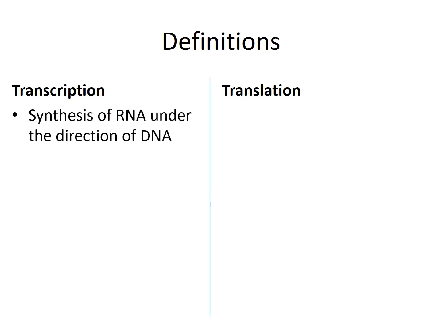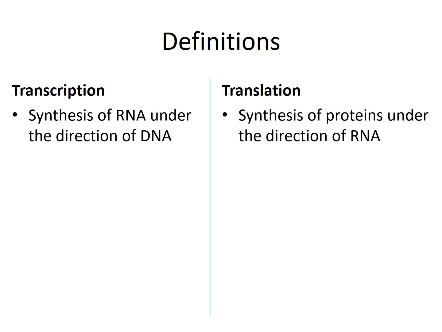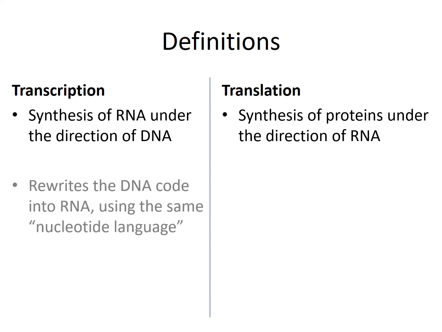So transcription refers to the synthesis or the building of a new RNA molecule under the direction of DNA. Whereas translation is the synthesis of proteins under the direction of RNA. Transcription rewrites the DNA's genetic code into an RNA molecule using the same nucleotide language, where A's pair across from, in this case, a U because it's RNA, and C's pair across from G's.